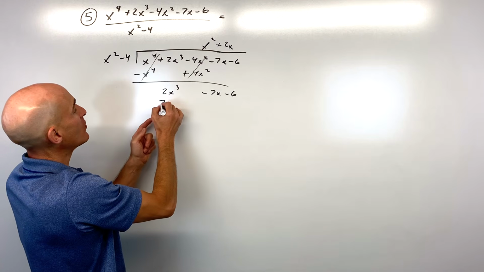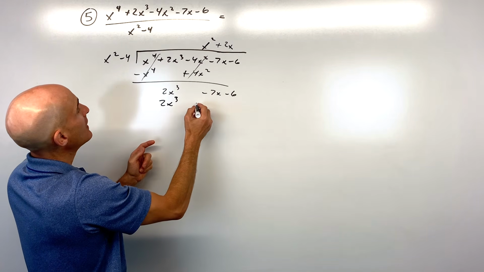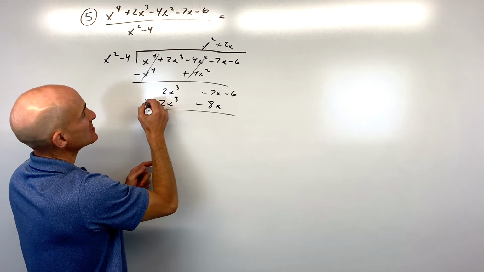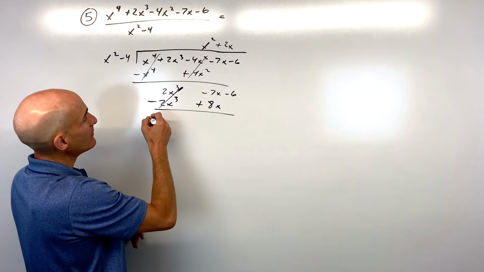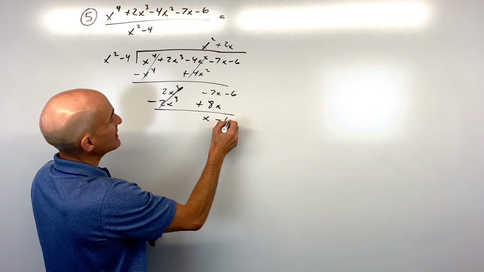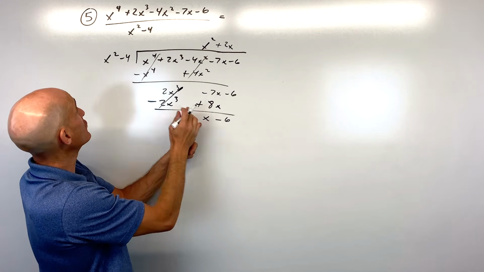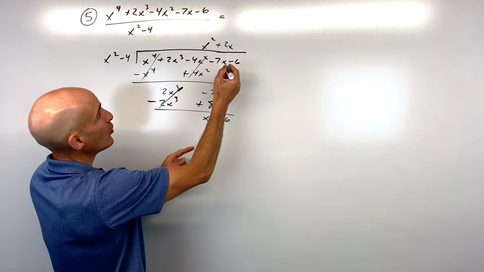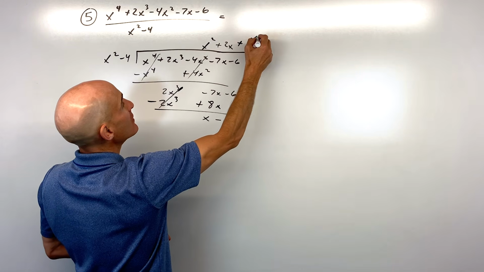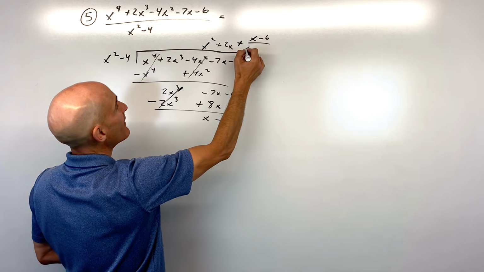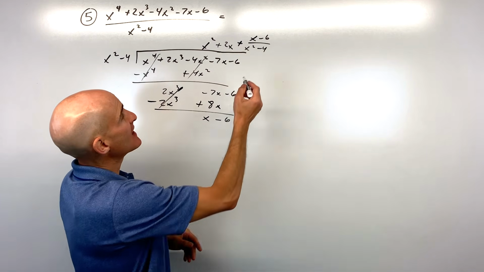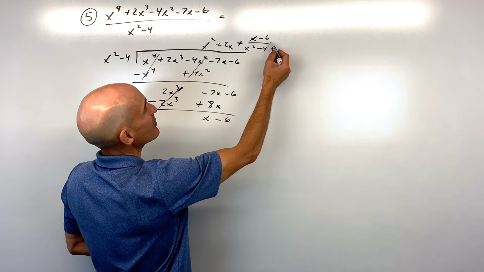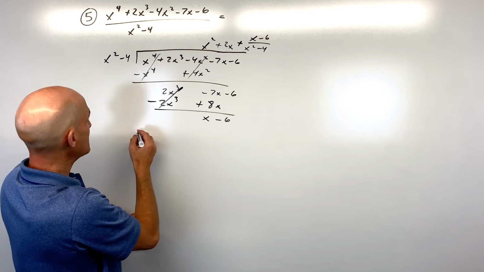If we distribute that 2x now, we get 2x cubed minus 8x, and if we subtract, which is like changing the signs and adding, you can see that these cancel, and we get x minus 6. And notice that this is x to the first, this is x squared. Since this is a lower degree, that's our remainder, and we put the remainder over the divisor. And now what we want to do is our partial fraction decomposition on this fraction right here.